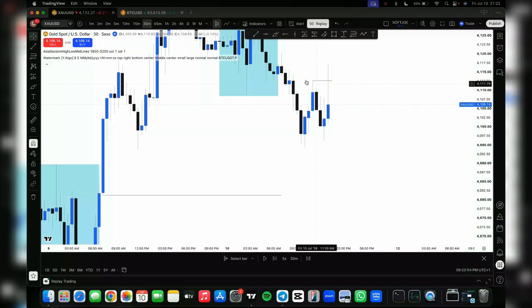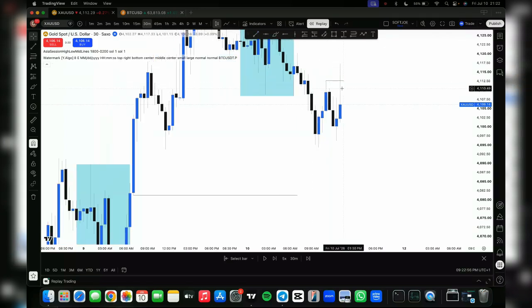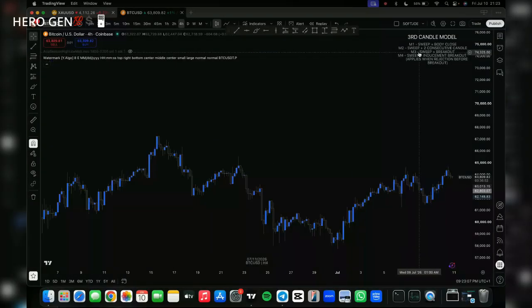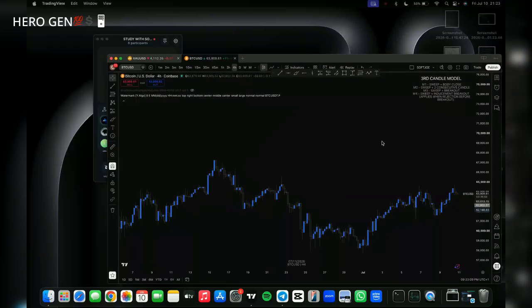So we had a sweep. Once I'm looking for my entry models, all the models have one thing in common: liquidity sweep. Let me see if I can show it. Look at it. I'm sure you can see this screen. Can you guys see the screen here? This is BTC.